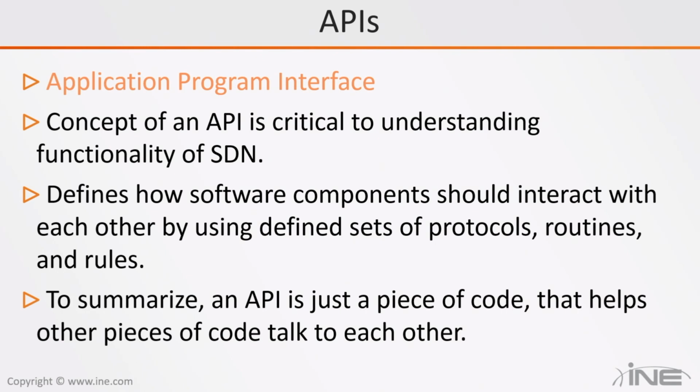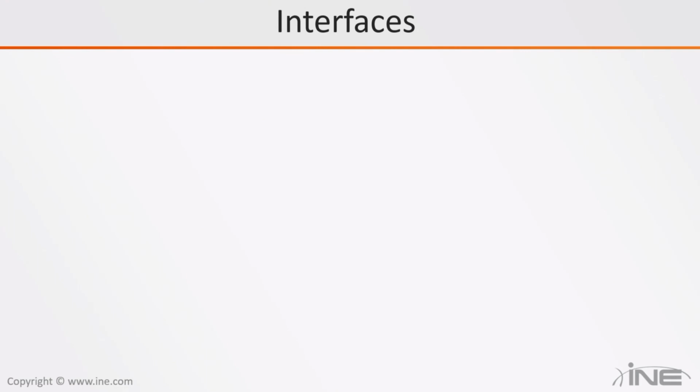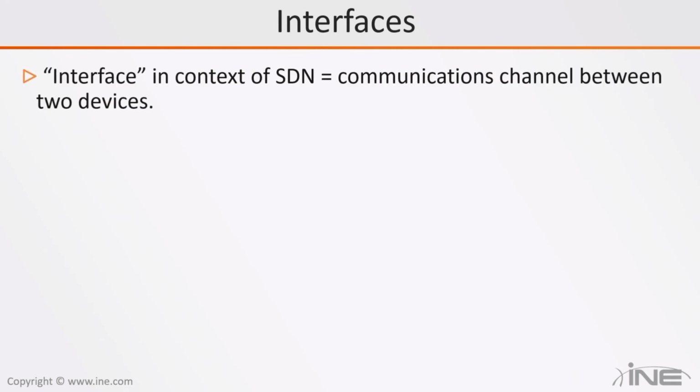So, some of these are free, some of these are proprietary. It's really just up to each individual vendor how they decide to implement all of this, okay? But again, it's just for one program to be able to talk to other programs, okay? In the case of SDN, we sort of define these under a term interfaces, okay? This is the communication channel between the 2 devices.